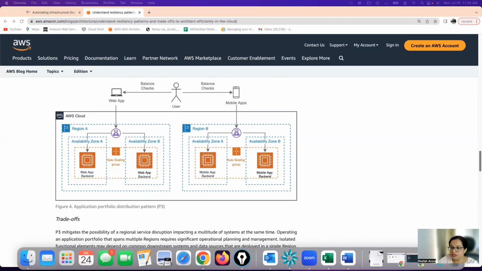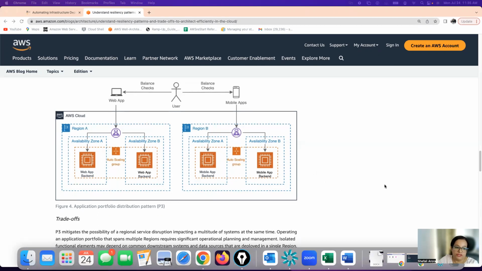Specific to this example, the region with the customer's mobile application may have a disruption that causes the mobile app to be unavailable, but customers can still access their banking application through the web app, which is running in the alternate region. Regional-level disruptions are rare, but implementing a pattern like this ensures that users retain access to their business-critical applications. So I hope you got this.